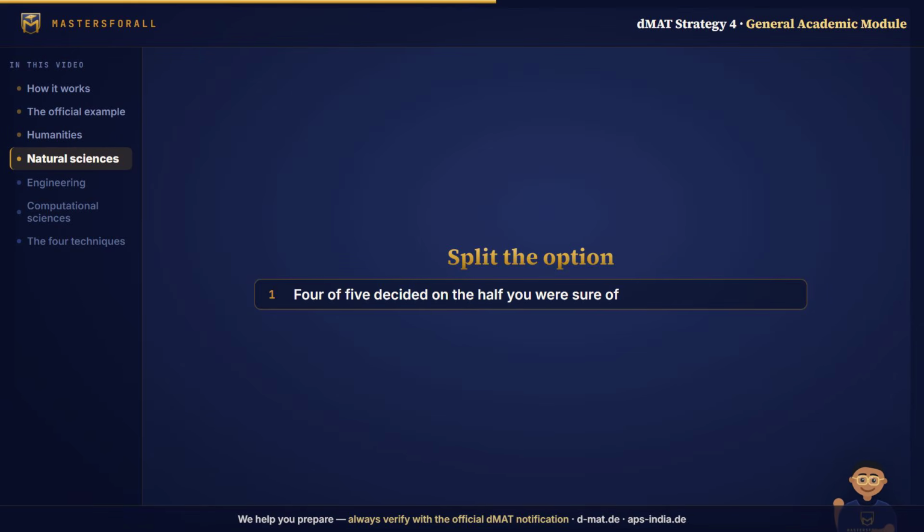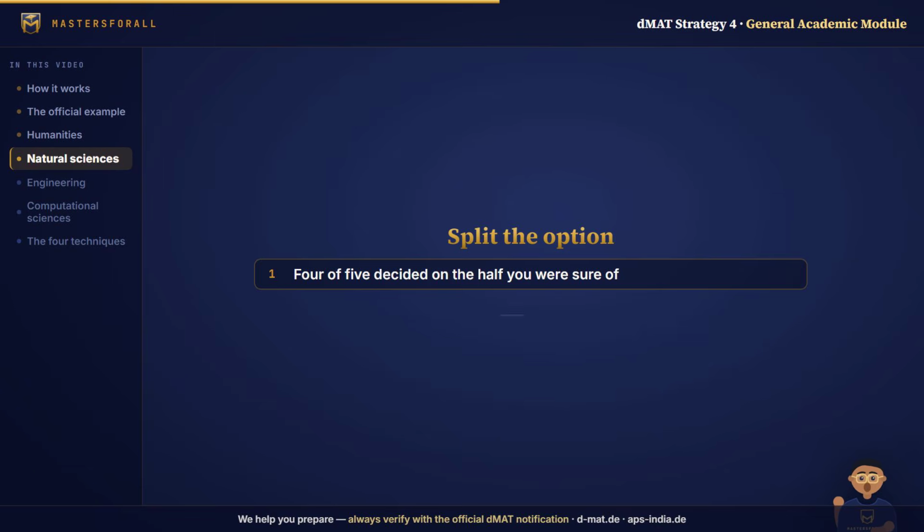In 4 of those 5, one half of the option killed 2 choices before the difficult half was touched. In question 4, the easy half killed 1 before any chemistry at all. Split the option, be sure of one half, let it do the work of both.